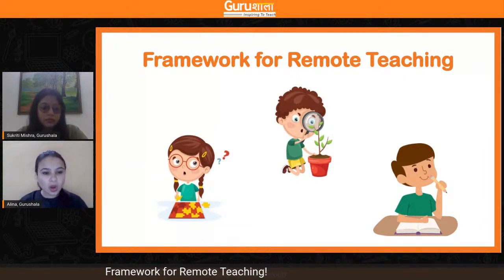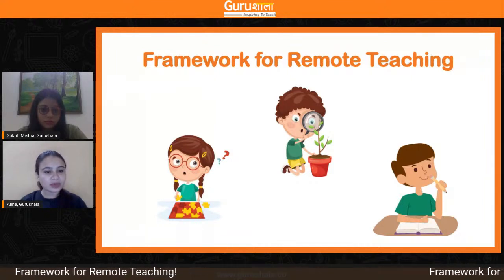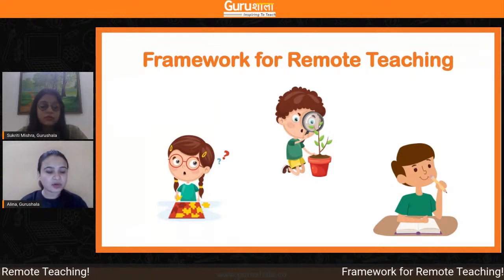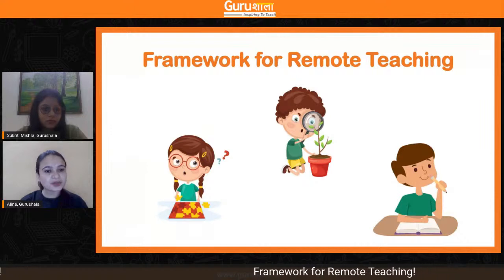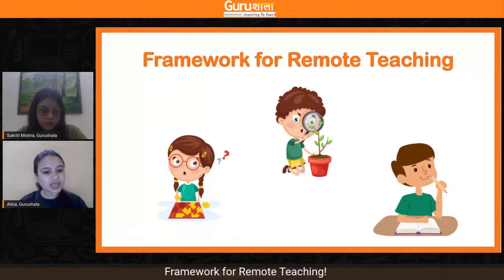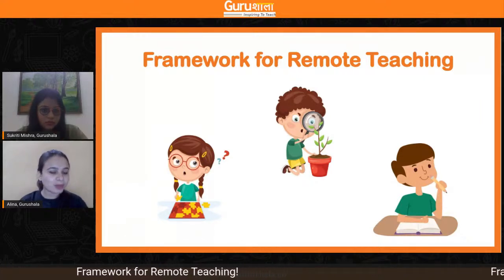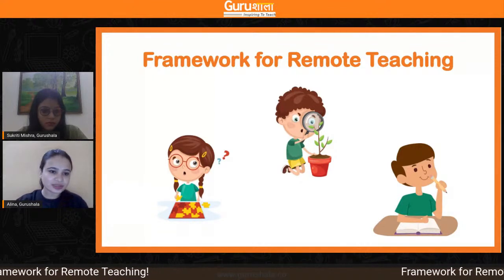So a framework always plays an important role, and a framework can make a lot of difference to this whole process of teaching remotely. So Sukriti, let's move ahead and share some ideas about this framework for teaching remotely with our teachers who have joined us here.